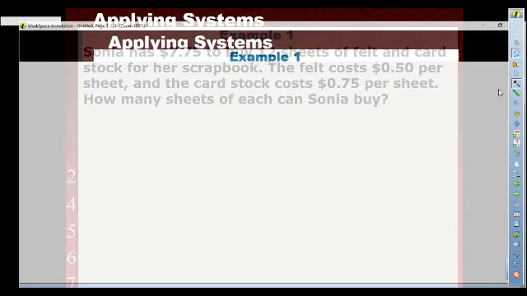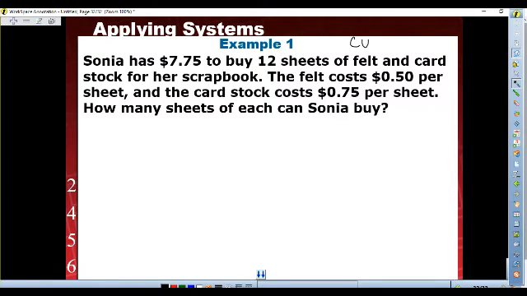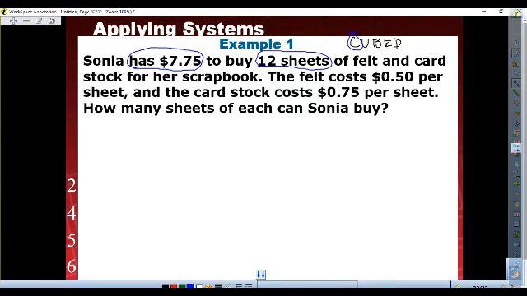So, let's get started by cubing this problem. I'm going to use blue to circle important numbers. Important numbers: Sonia has $7.75. She's going to buy 12 sheets. Felt costs 50 cents, and cardstock costs 75 cents. U for underline. Let's underline the question that they want us to answer: how many sheets of each can Sonia buy?